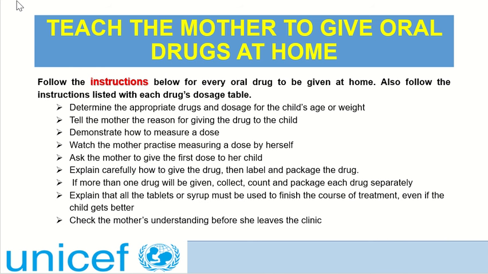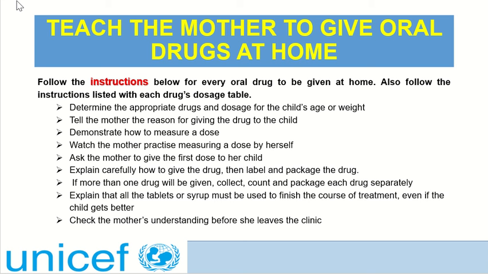Now the details of treatment. We are talking about medications. We should give instructions for the medications. We should determine the appropriate drugs and doses for the child's age or weight. Tell the mother the reason for giving the drug to the child. Demonstrate how to use and measure the dose, and watch the mother practice measuring a dose by herself.